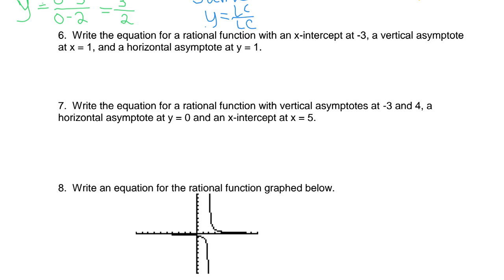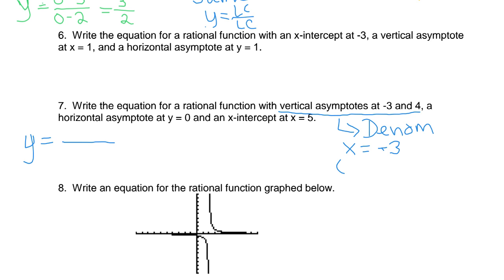So there's some important things that you need to know in all of these problems. But if we're going to do number 7, some important things you need to know. A rational function always is y equals and a fraction. So you can automatically go ahead and start with that, and then you're going to fill in from there. Let's start with the vertical asymptotes. Those come from the denominator, and the numbers are the opposites of the factors. So for instance, if we have x equals -3, the factor that was in our denominator was x plus 3. So I'm going to put x plus 3 down on the bottom. Then the other one was x equals 4 for a vertical asymptote. So that factor would be x minus 4. So there's our 2 denominator factors for now.